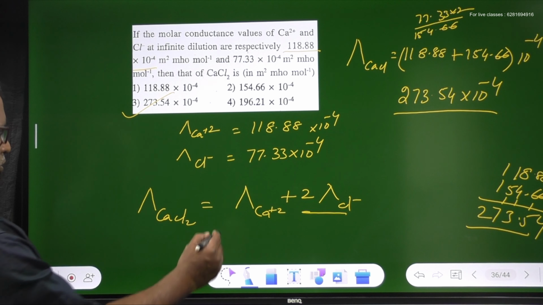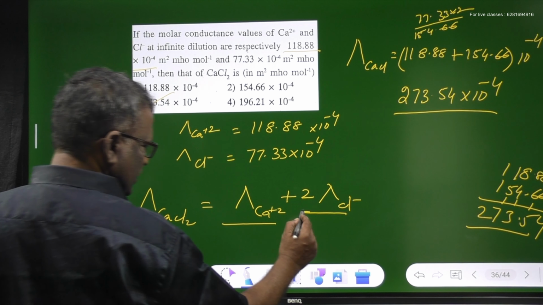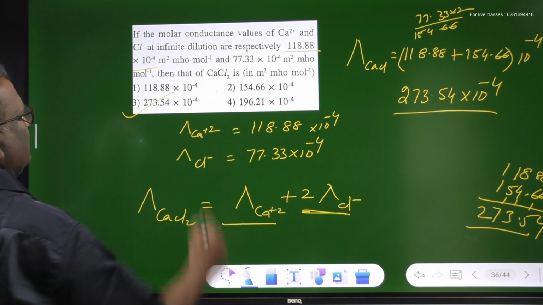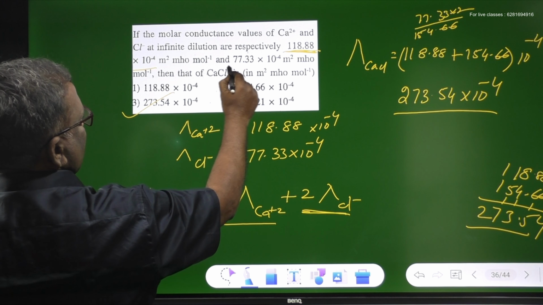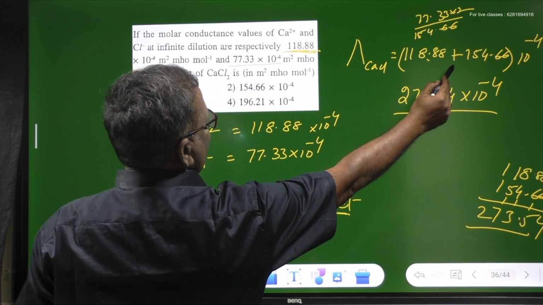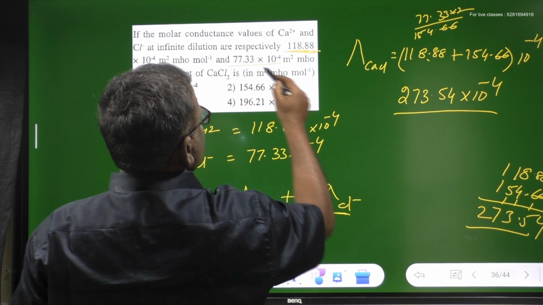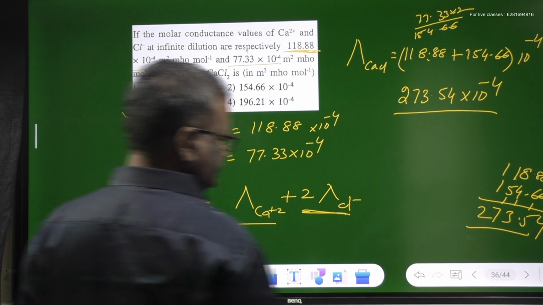So for CaCl2, conductivity of Ca2+ ions plus 2 into conductivity of Cl- ions. Ca2+ ions is 118.88 and Cl- ions is this. So 118.88 plus 2 into Cl- ions, that is 154.66.